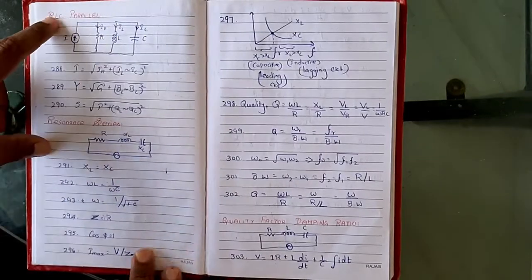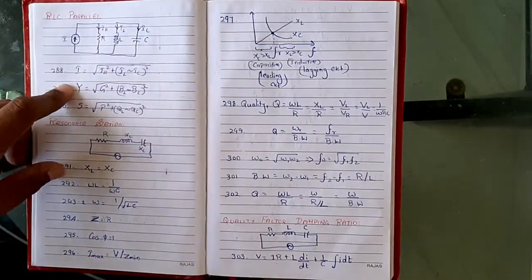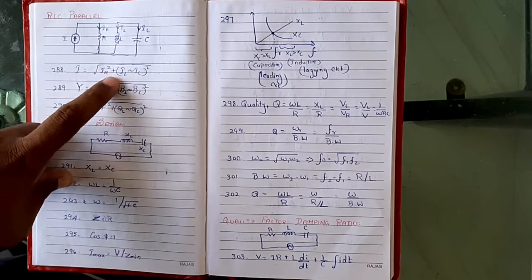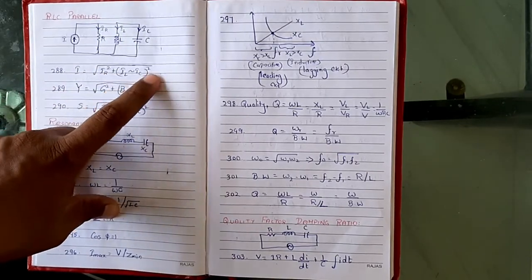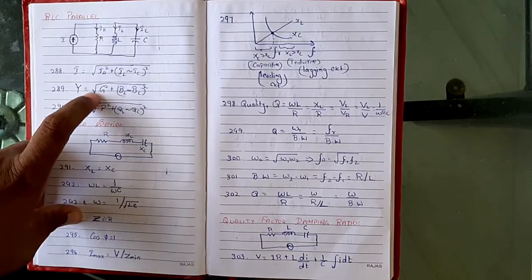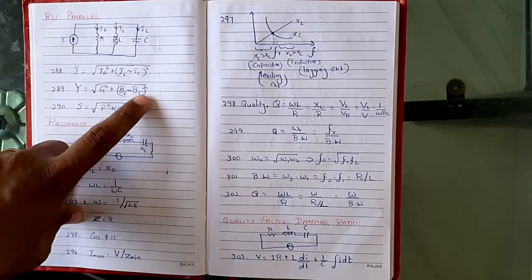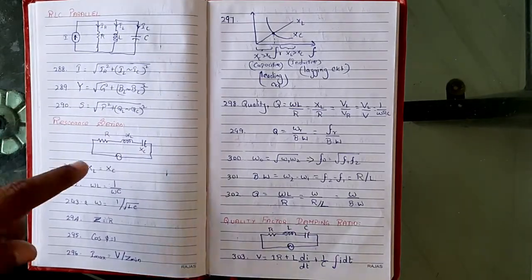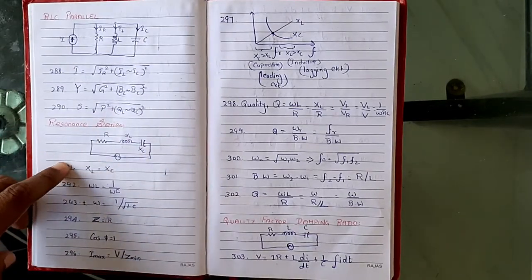Then RLC parallel: resistor, inductor and capacitor are in parallel. Here current I is equal to root of IR square plus the difference between IL and IC, the whole square. Admittance Y is equal to root of G square plus the difference between BL and BC, the whole square. Then power S is equal to root of P square plus the difference QL minus QC, the whole square.